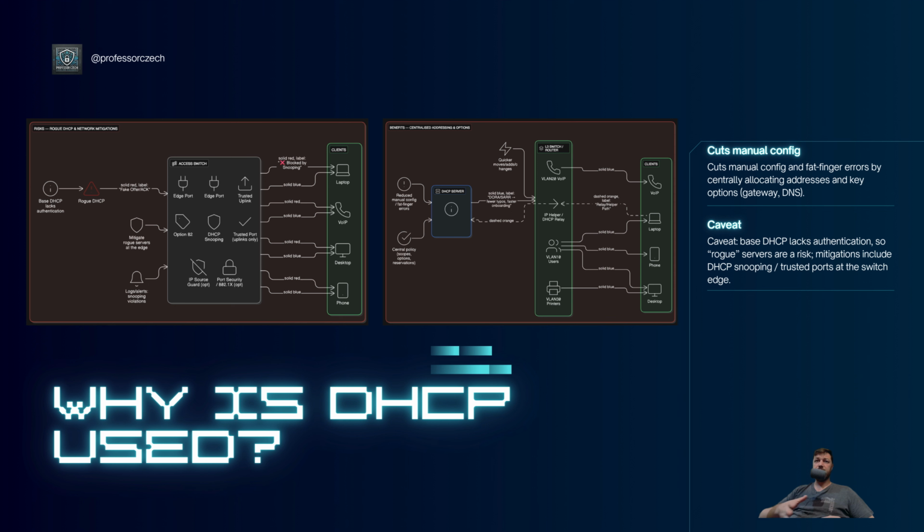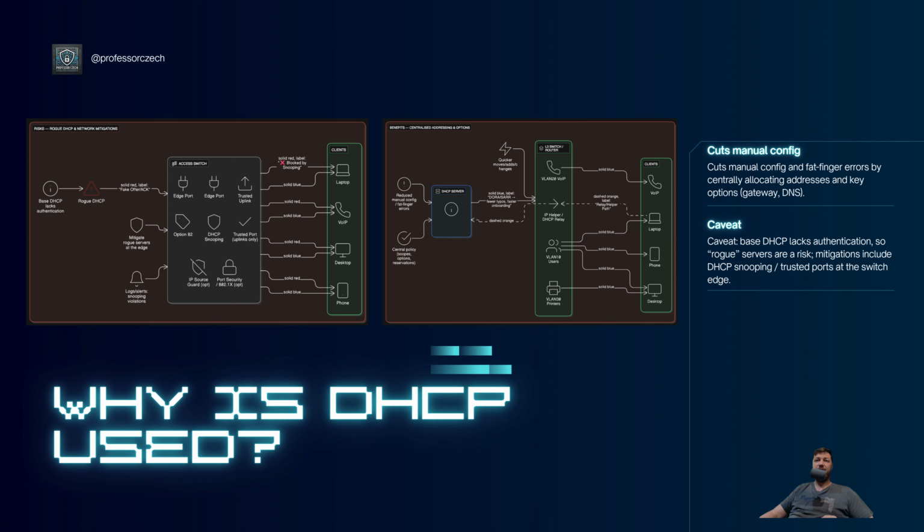DHCP centralizes all of that. A single authoritative service hands out good tickets automatically with leases that expire, so the seating chart doesn't ossify. It's Uber for IPs. You request a ride, that's your config. The dispatcher matches you to a clean, conflict-free address. And when you're done, the car goes back into the pool.